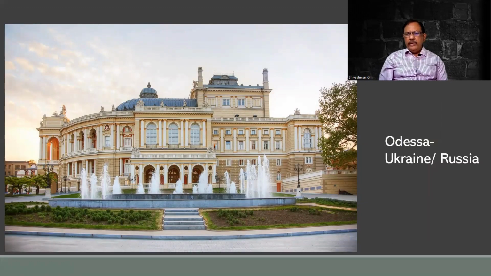Odessa, Ukraine. Beautiful building that I'm seeing, the fountains. Looks like an era of peace, but not now. It has been devastated and there is a war that is going on. Why am I going so much out of the context?